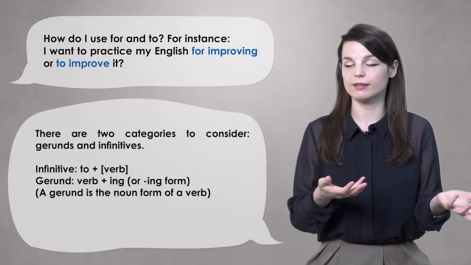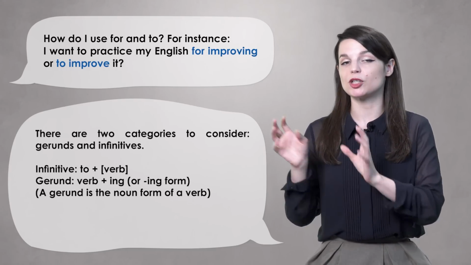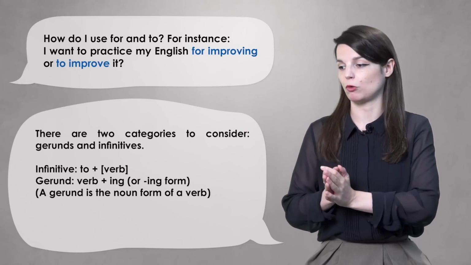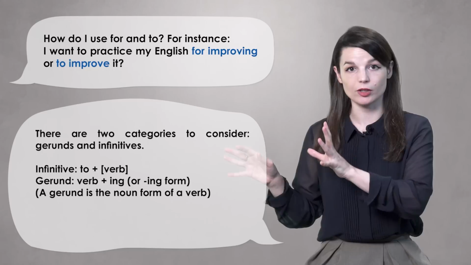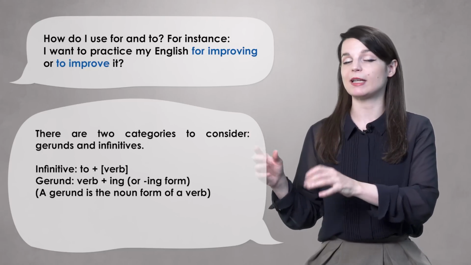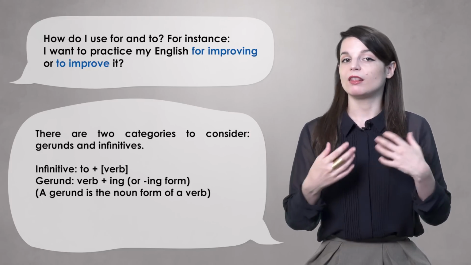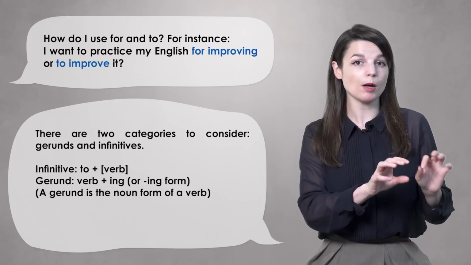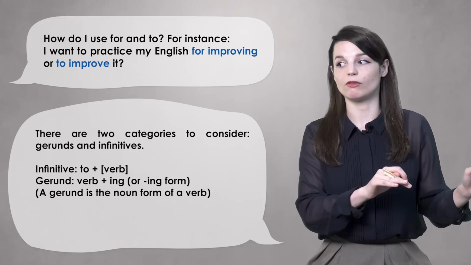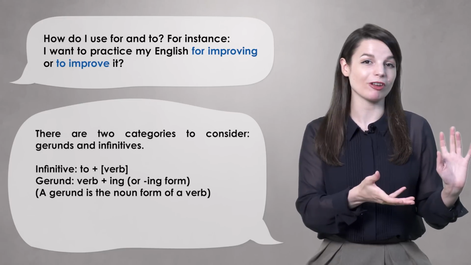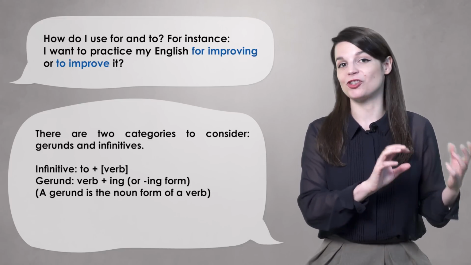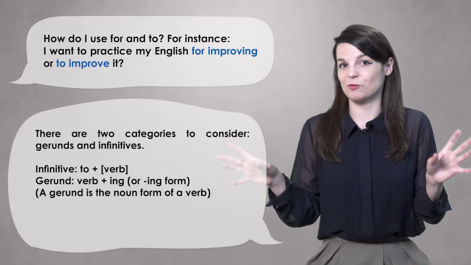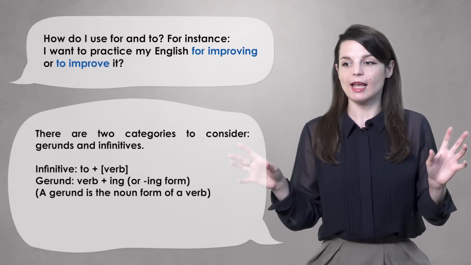So the infinitive form is to plus a verb. Like in your example, to improve, or to practice, or to start, and so on. To plus a verb is the infinitive form. The gerund, on the other hand, is the base verb plus ing. So for example, starting, or improving, or practicing. Those are gerunds.